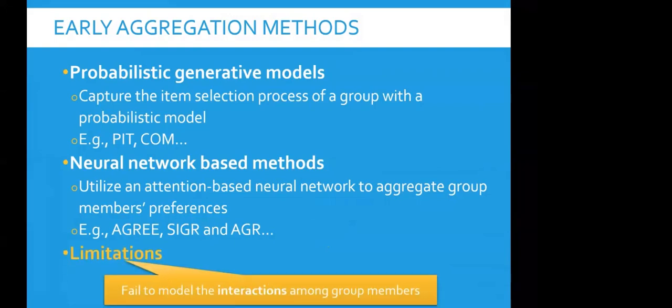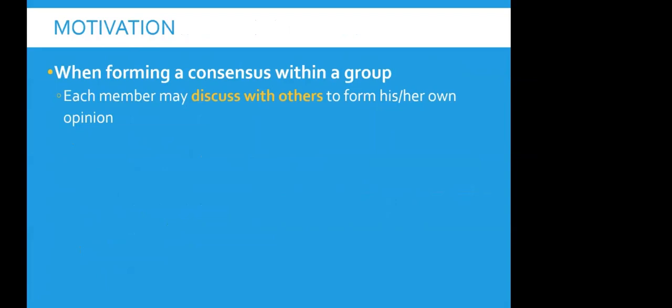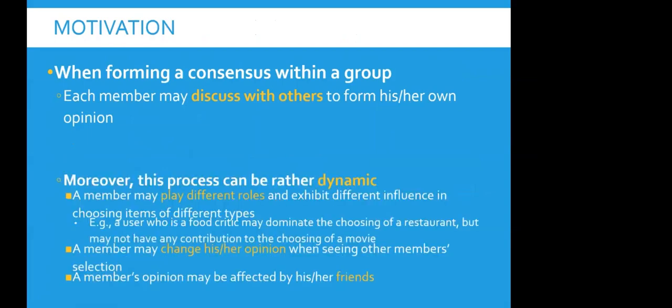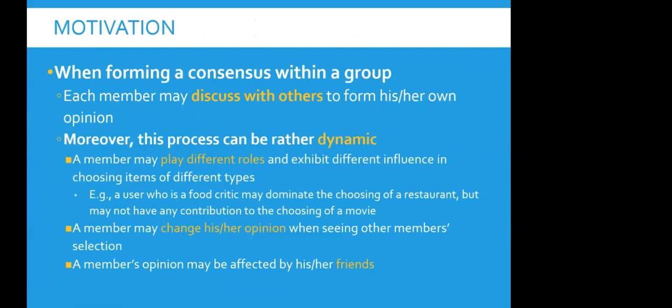However, all the above existing methods mainly focus on modeling the contributions of different members, and they fail to model the interactions among group members. But in the real world, when forming a consensus within a group, each member may discuss with others to form his or her own opinion. Moreover, this process can be rather dynamic.